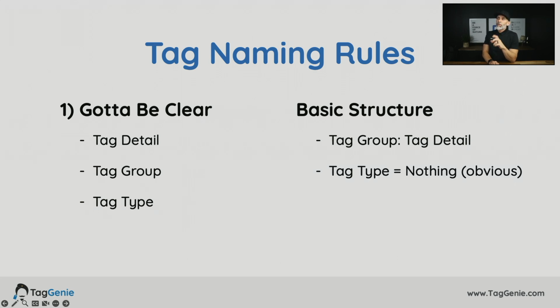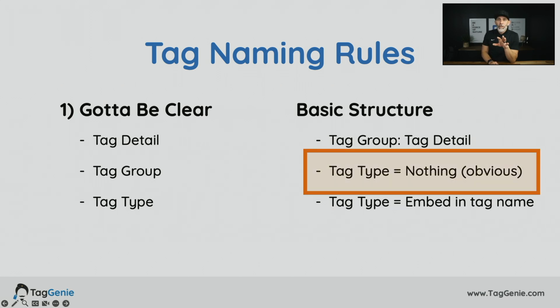So the first option with tag type is you actually do nothing because it's already obvious. And I'll show you what I mean in just a second. The other option is that you actually are going to embed tag type into the tag name. And then I'll show you what that looks like, and you can choose which one you're going to do. In fact, in about 5 minutes, maybe 2 minutes, you're going to pick your tag naming structure, okay? So let's start with tag type where you do nothing.